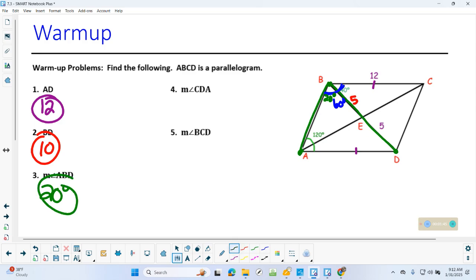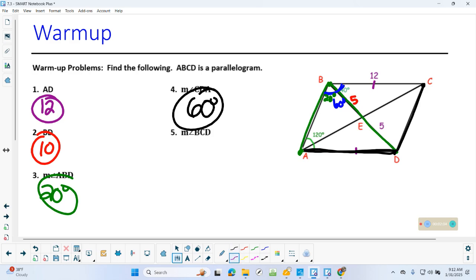Not too bad, though. All right, we're on 4. Measure of CDA. So the corner. Love it. I don't have to overthink it. Opposite angles are what? Congruent. So if that whole corner, I'm using the whole corner of 60, I know this whole corner is 60.